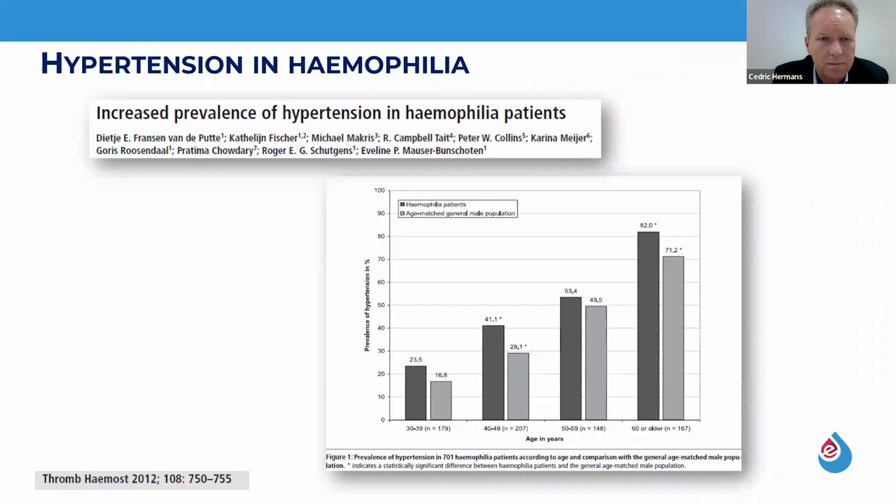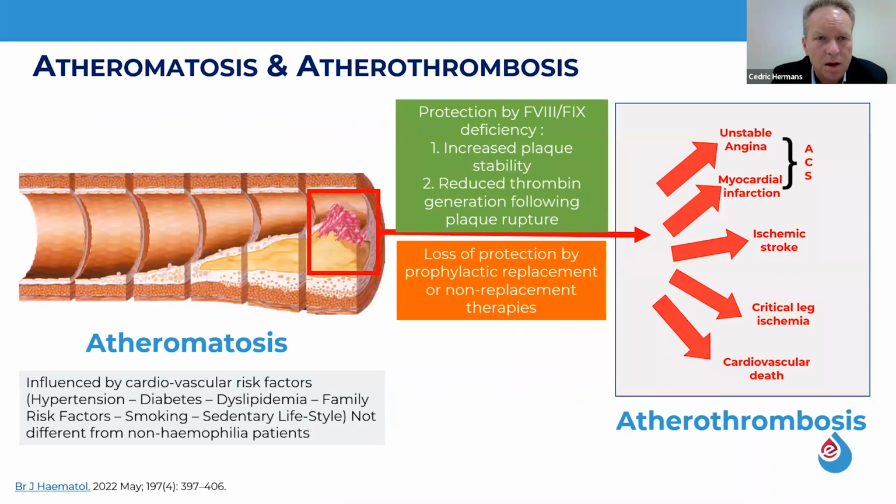And regarding hypertension, and I think this is a very important piece of information, and again obvious on this slide, comparing the prevalence of hypertension in patients with hemophilia versus the general population, you can clearly see that the prevalence of hypertension is higher in patients with hemophilia compared to the general population. This is something we need to take into account and that we need to address aggressively, because we know what the consequences could be of having hypertension.